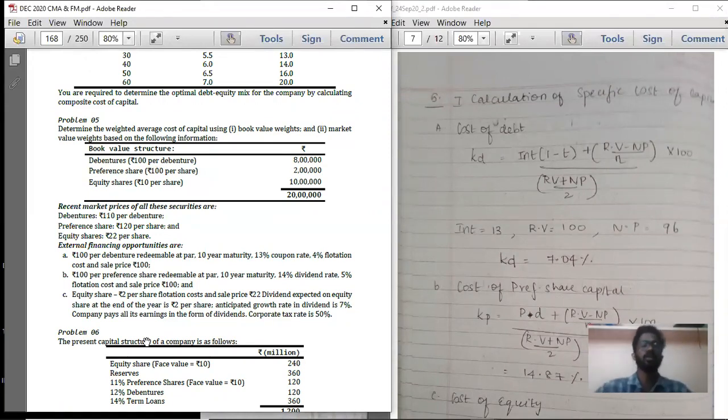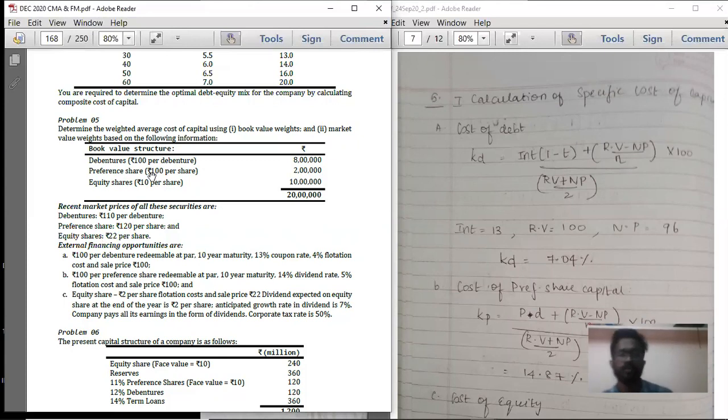They have given the book value structure. Debentures book value is 8 lakhs, preference share book value is 2 lakhs, equity share book value is 10 lakhs. So total of 20 lakhs. The recent market price of all these securities, see, market value also they have given, 110 per debenture. Here 8 lakhs of total debenture value divided by per debenture value of 100, you are getting 8,000 debentures into 110. So 8,80,000 is the market value of debentures. Like that, you should calculate the market value for all three: debentures, preference shares, and equity shares.